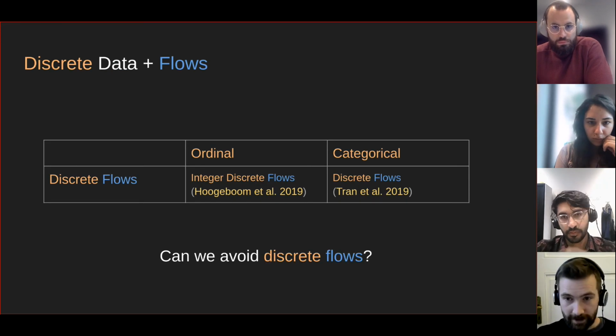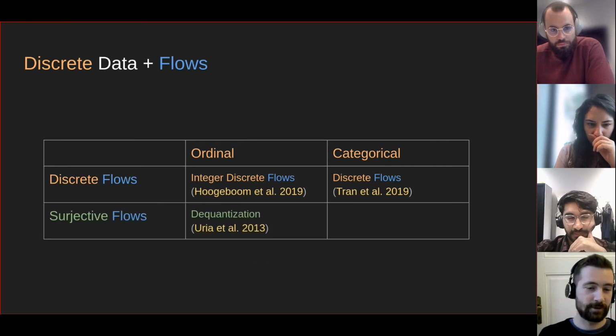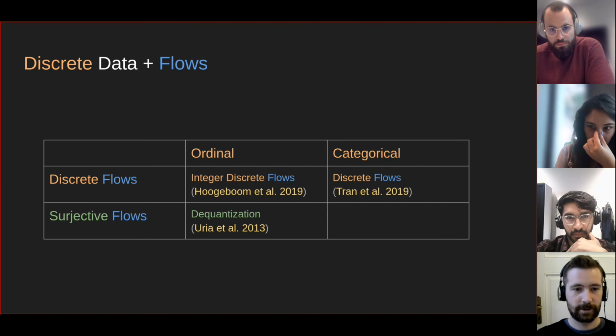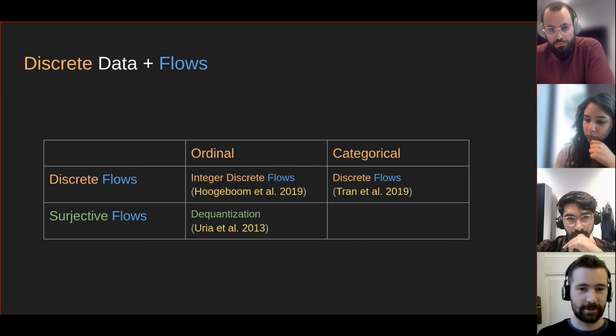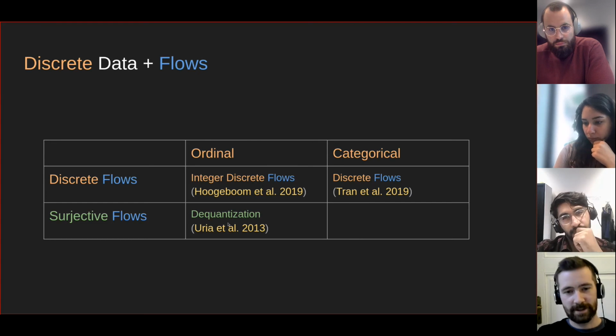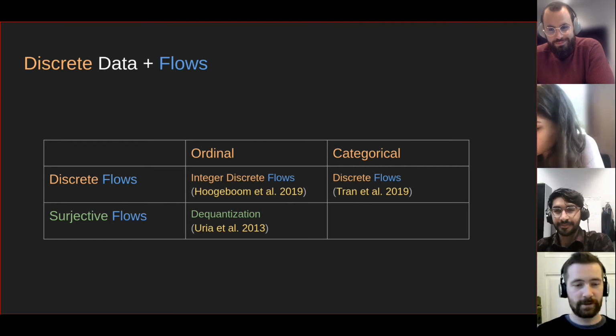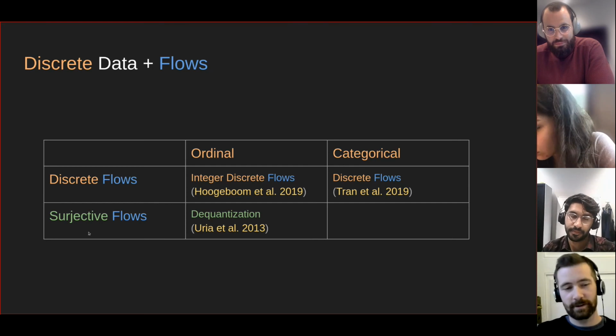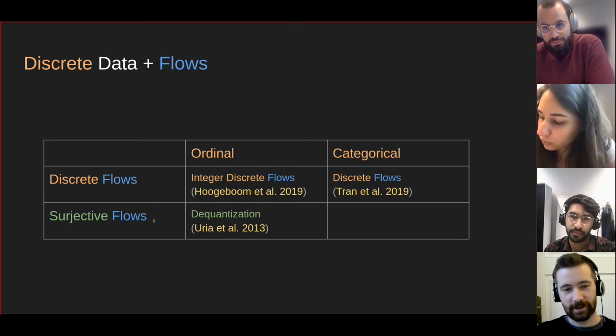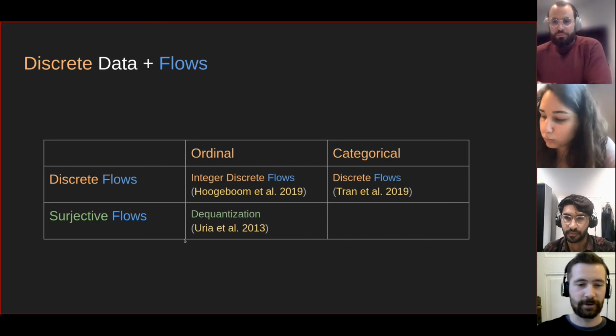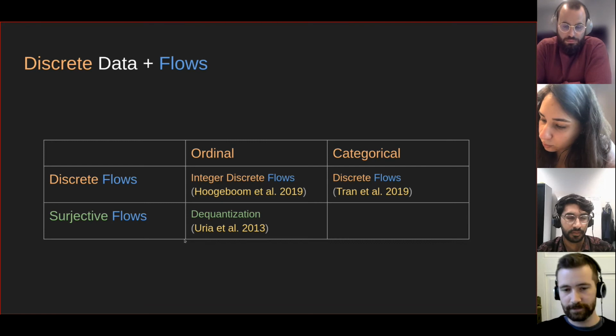So we're back here. And the answer to can we avoid discrete flows is still yes. I didn't put the VAE-based approach in, but that could also be here. But then we have this new row, which I call surjective flows. And for ordinal data, that is dequantization that we just talked about. So the question is, can we do something similar, but for categorical data? And spoiler alert, that will be Argmax flows. But before we introduce Argmax flows, I want to talk about what surjective flows are so that we understand this first, and that will naturally lead us to Argmax flows.